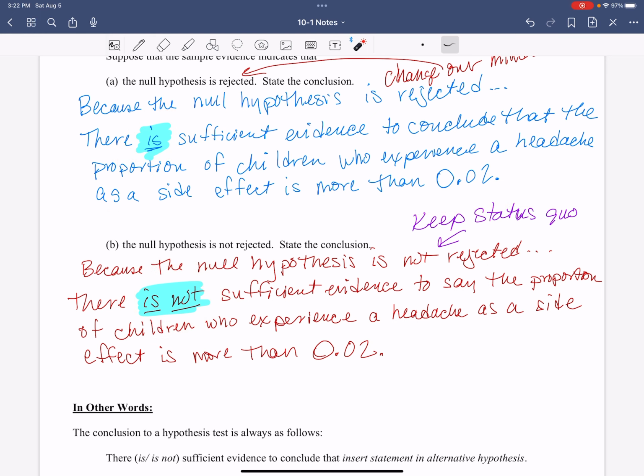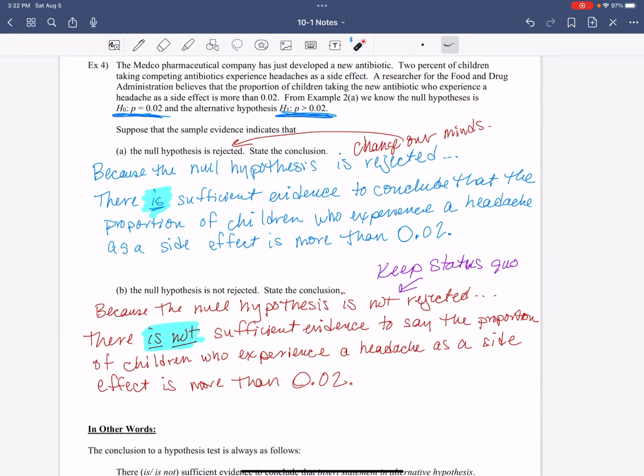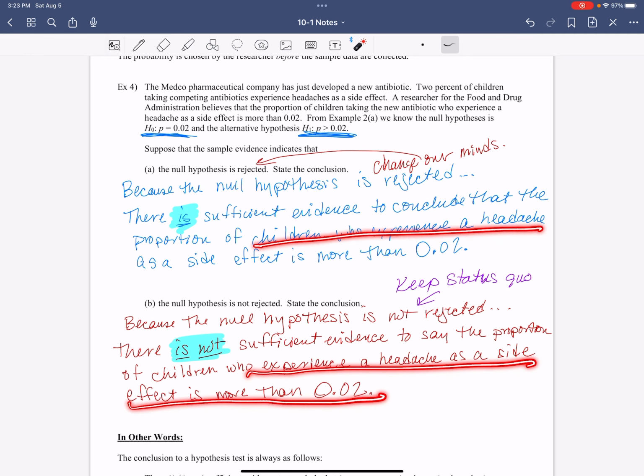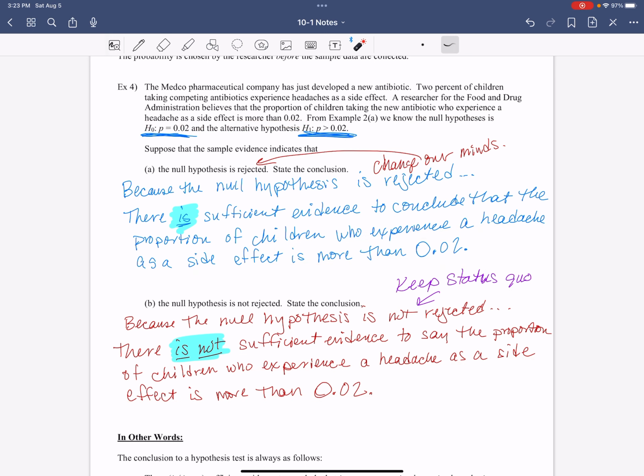Now, when you're looking at this, these words come right from your problem. Who experience a headache as a side effect is more than 2%. It's all from the problem. You're not creating anything new here. You're just reiterating the problem.